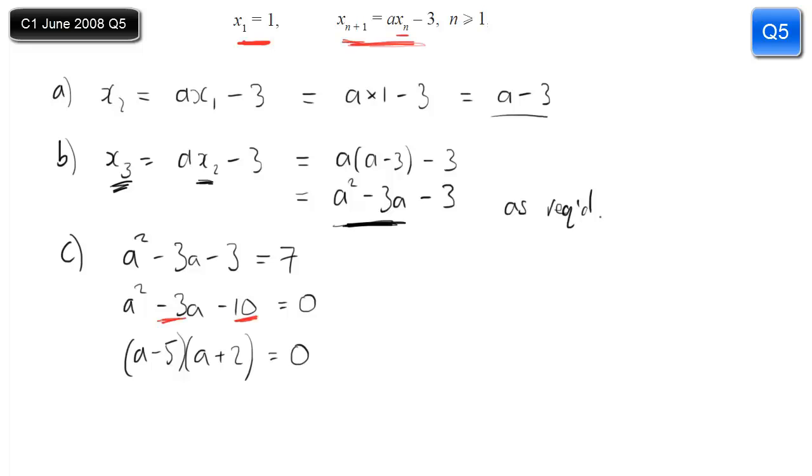So from that quadratic, either this bracket is 0, which gives me a equals 5, or this bracket is 0, which gives me a equals minus 2. You'll see that I've switched seamlessly to x here, which is a common mistake, or common for me, so try to avoid that. Use the actual variable that you've been given, so a is 5 or minus 2. And we're done.